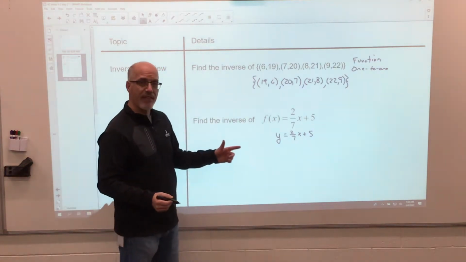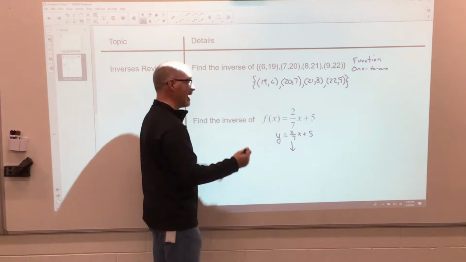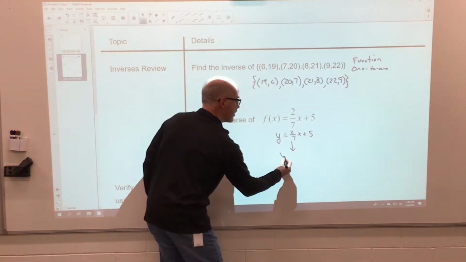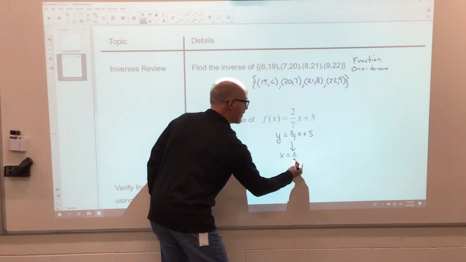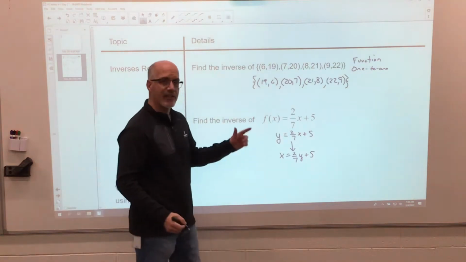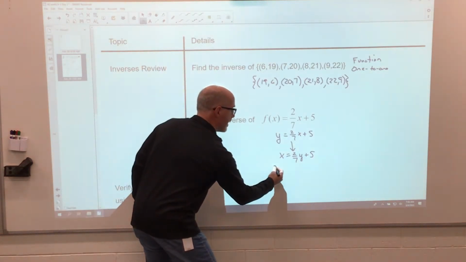Now, once we've done that, the process of finding the inverse is just taking the x and the y letters and having them switch places. So you can have x equal to 2/7 y plus 5. Now we've got to get the y by itself. So we're going to subtract 5 from both sides.